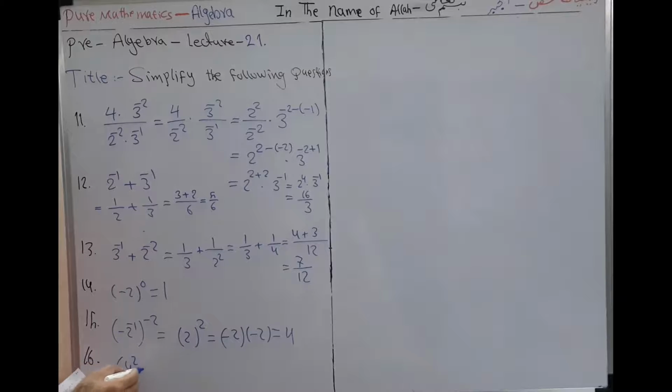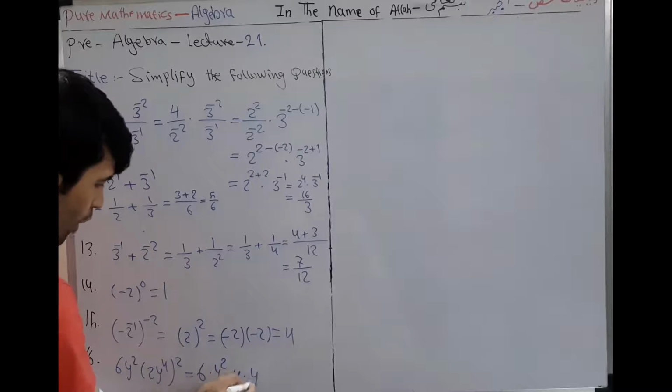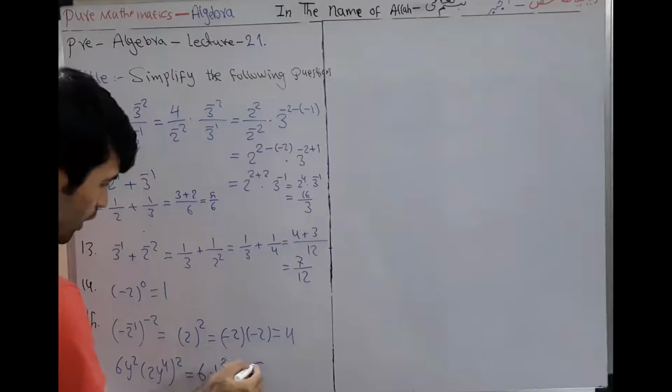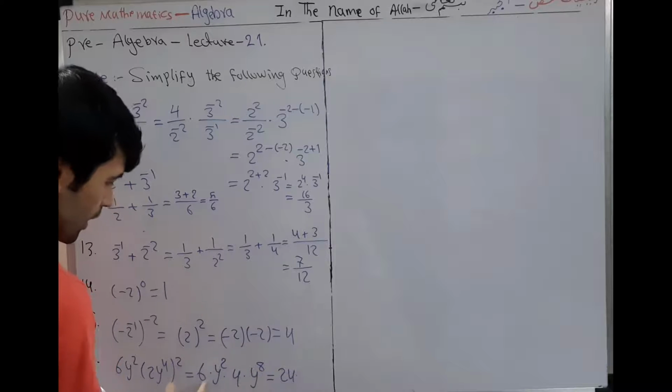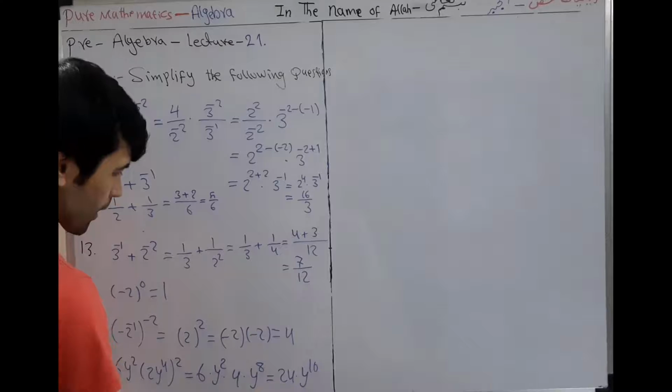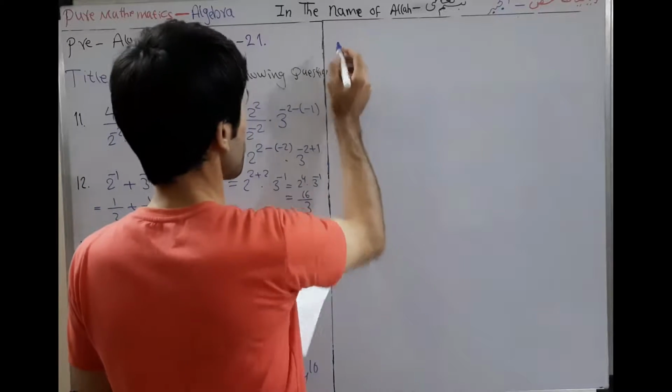Number 16: 6y square into 2y to the power 4 whole to the power 2. It is equal to 6 multiplied by y to the power 2 into 2 to the power 2, y to the power 4 multiplied by 2, 8. It is equal to 4 multiplied by 6, 24. It is equal to y to the power 10. It is the solution. Number 17.